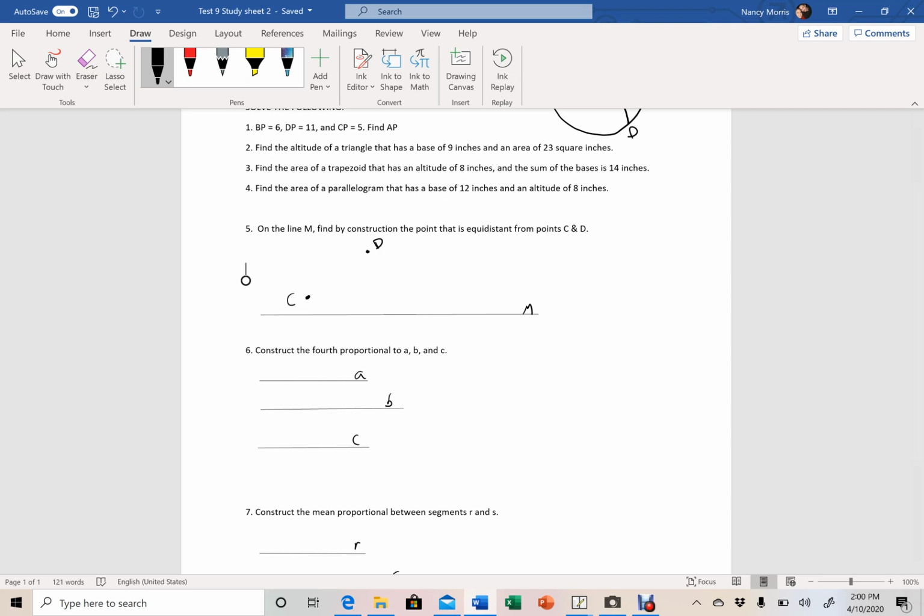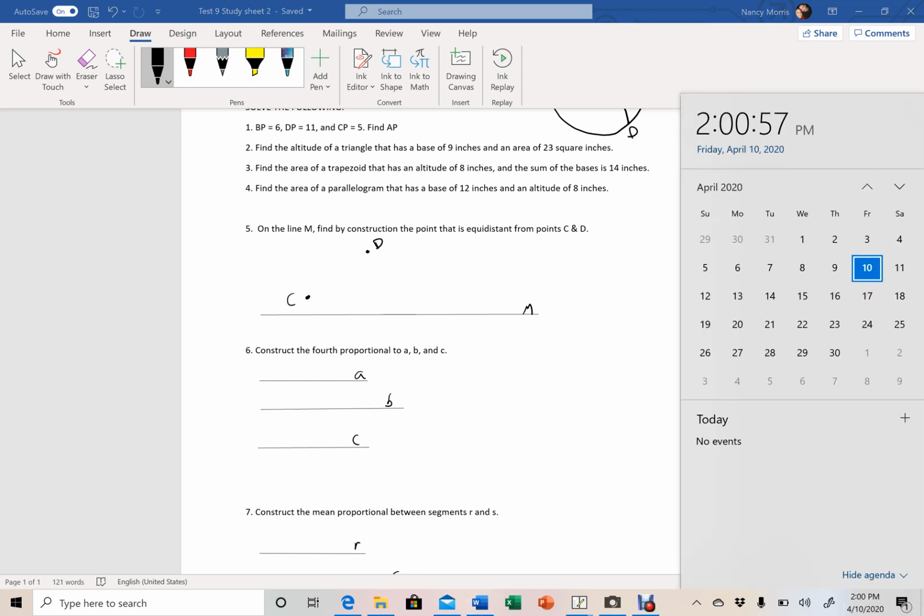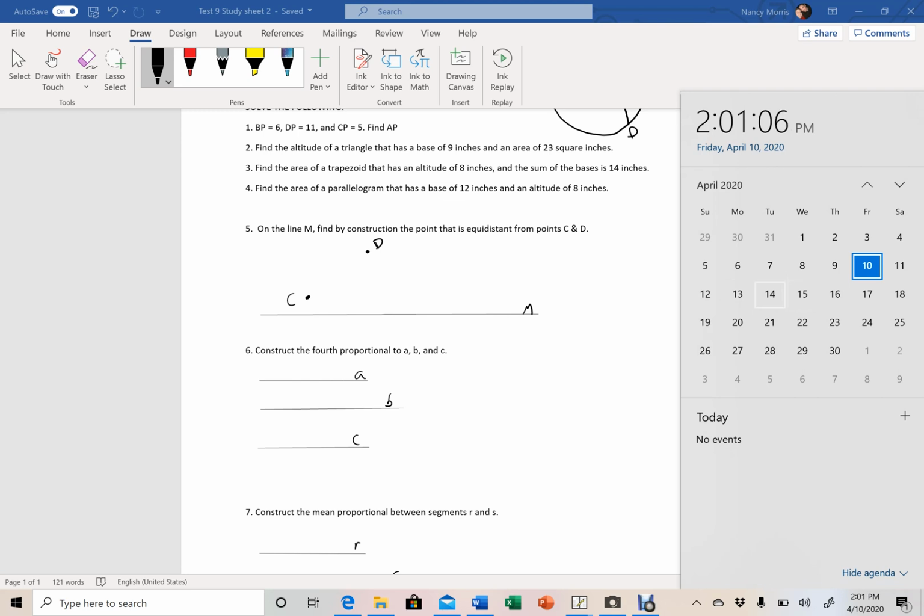Again, this will be due by the end of tomorrow, which is Wednesday. Let me double check the date. Wednesday the 15th, this study sheet will be due. Remember, today, your first study sheet is due by the end of the day, so get that to me. And then today's study sheet will be due on Wednesday, okay?